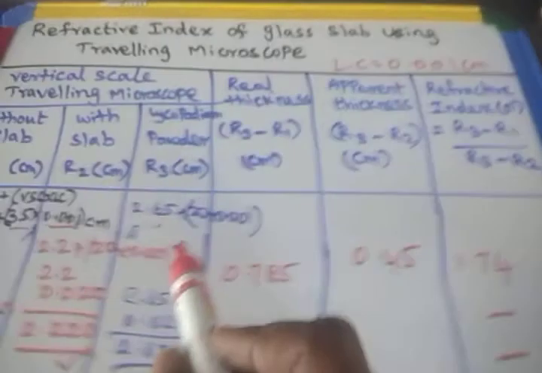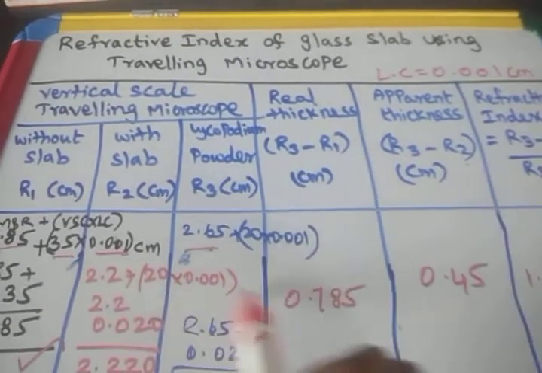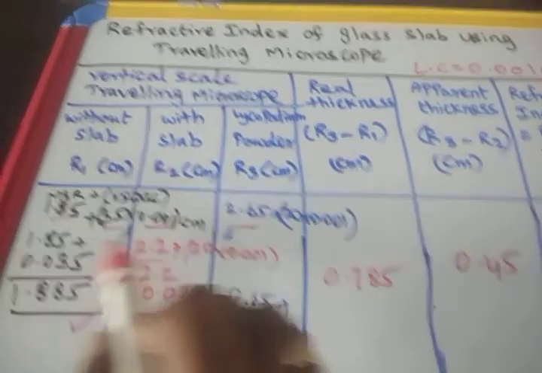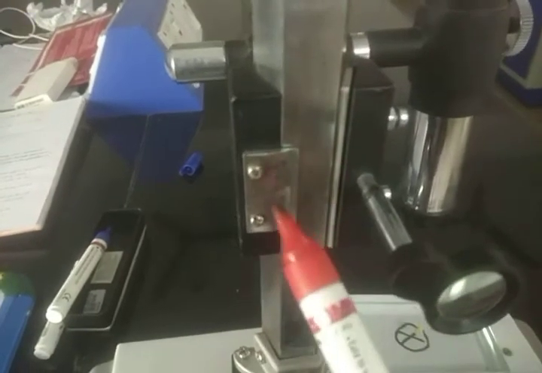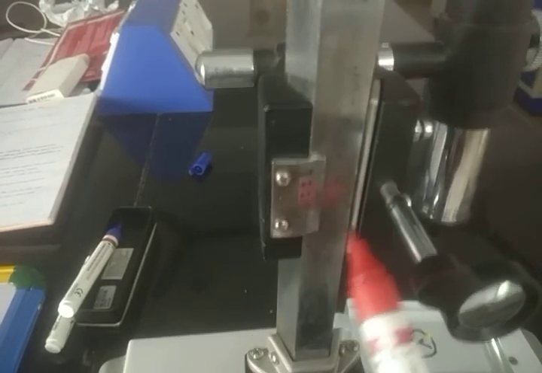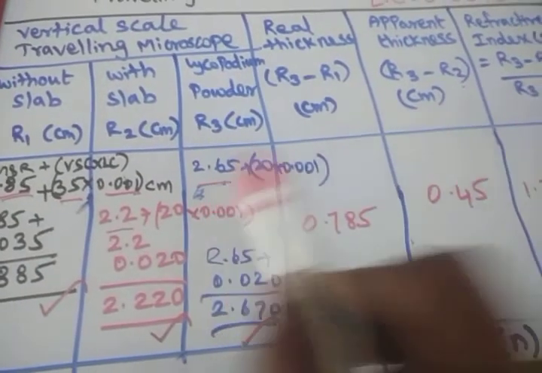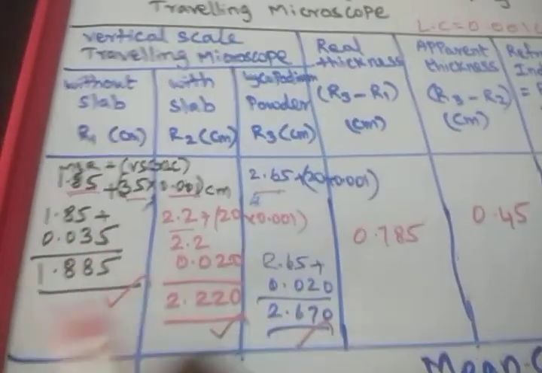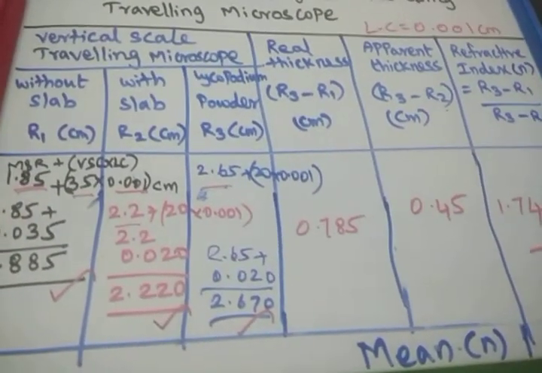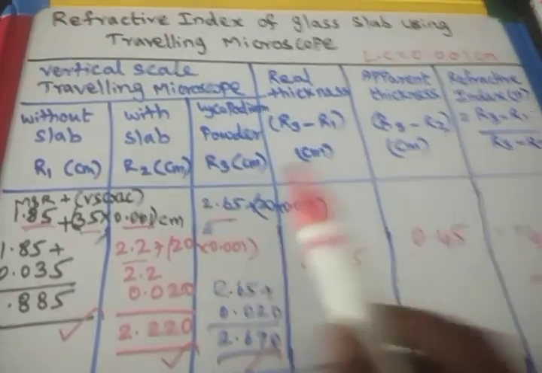When you come to the lab, you can see clearly how to take the reading. Again I will say, first see which division the arrow mark coincides with, it may be 2.65 or 2.2 or 1.85. Then see which division of the vernier scale coincides with it, maybe 35 or 20 or something. Multiply it with the least count and you get the total traveling microscope reading corresponding to without slab, with the slab, and with lycopodium powder.